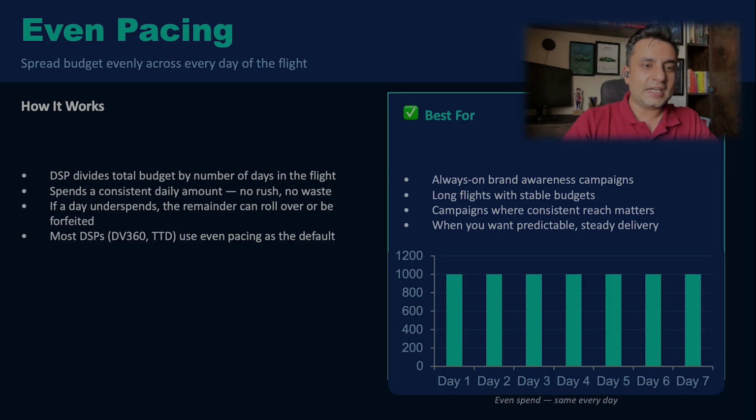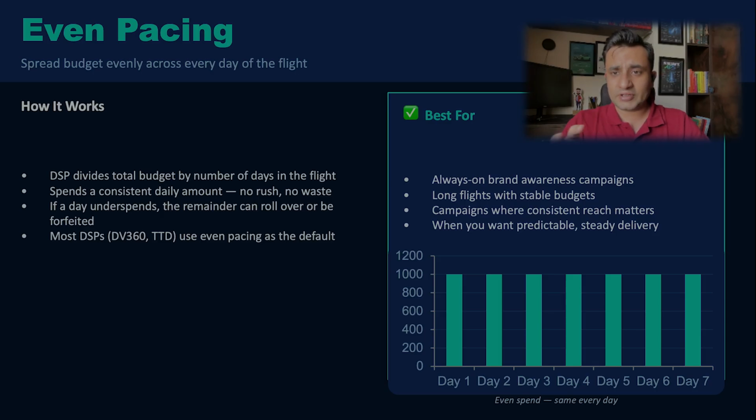Spend a consistent daily amount. No rush, no waste. If a day underspends, the remainder can roll over to be forwarded. Whatever budget is not spent goes over to the next day. Most DSPs, DV360 and Trade Desk, use even pacing as default. So when you set up a campaign, it is by default set on even pacing. You can move it to ahead or ASAP pacing depending upon your campaign goals.